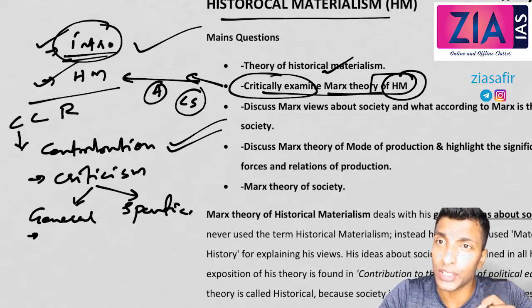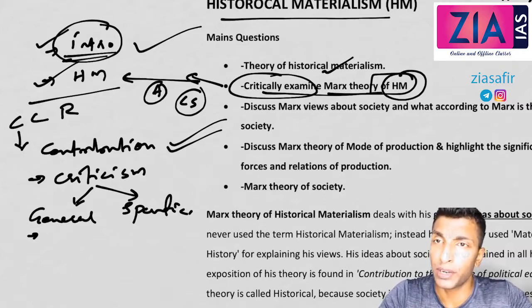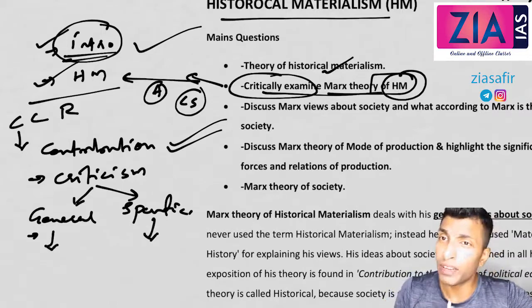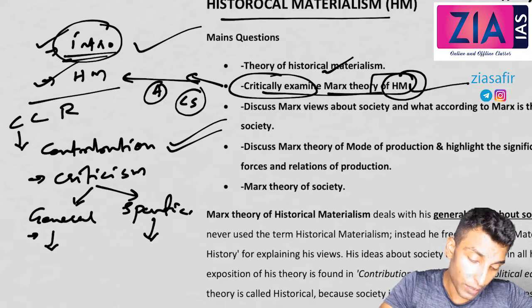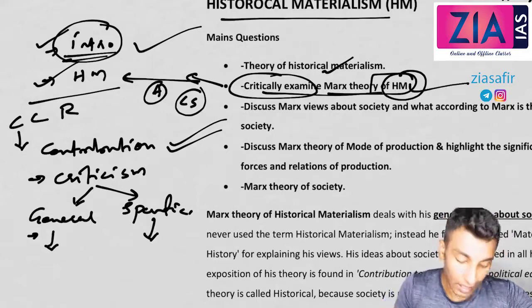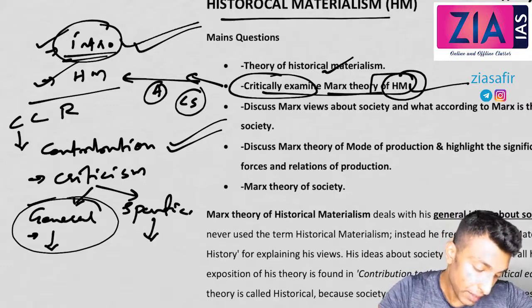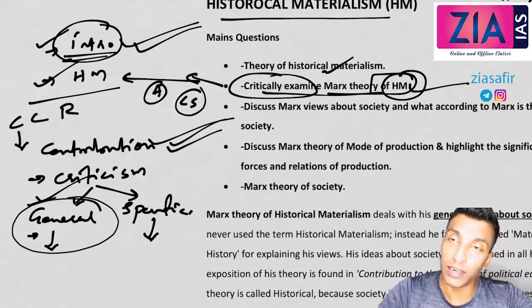Apart from that, each theory suffers from specific criticisms. For example, the concept of communism, socialism, etc. is criticized. That is specific to this particular theory, historical materialism or mode of production or class struggle. So that specific criticism you need to write here. General criticism, whatever the question asked, whether it is historical materialism or alienation or class struggle, this part will be the same. So what all things are the same now? Introduction is the same, contribution is the same, general criticism is the same.